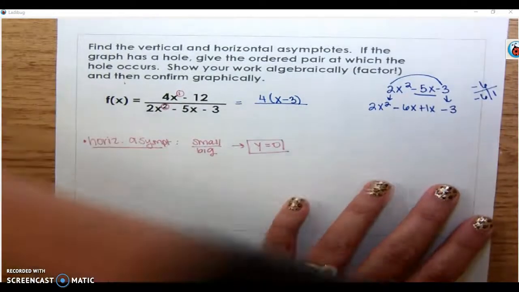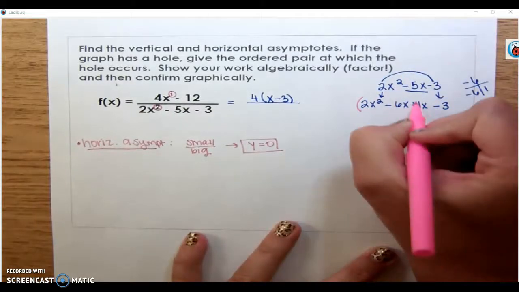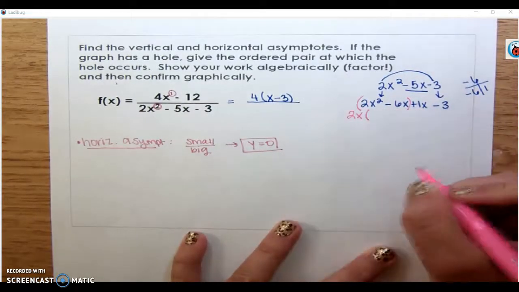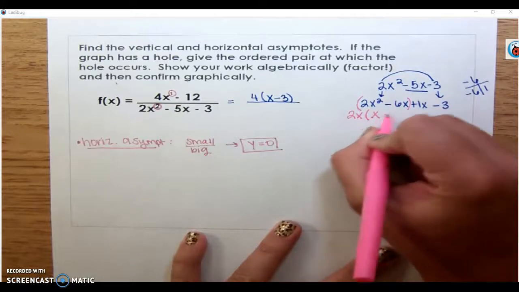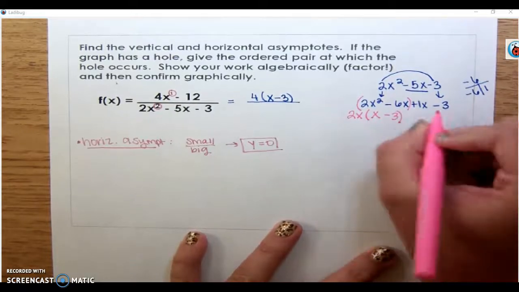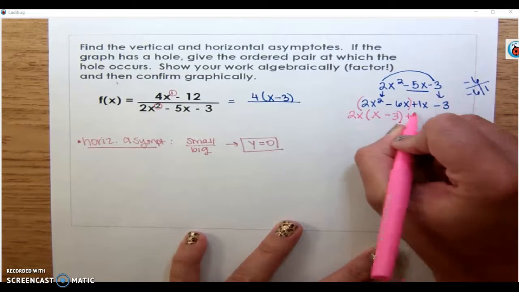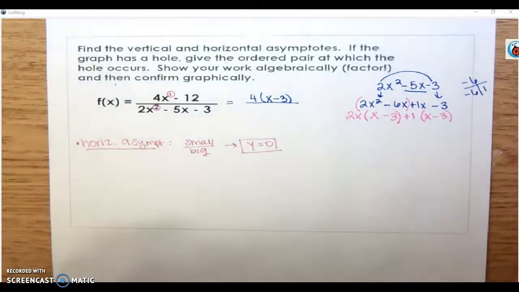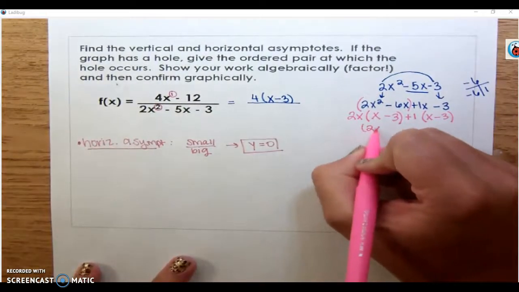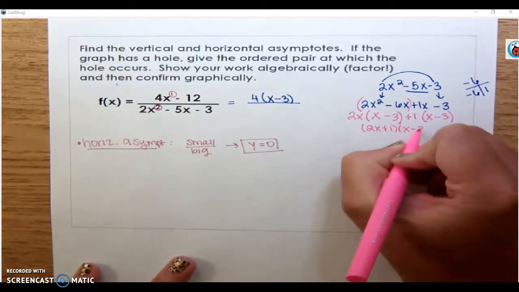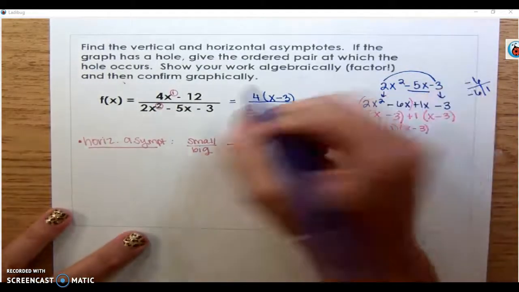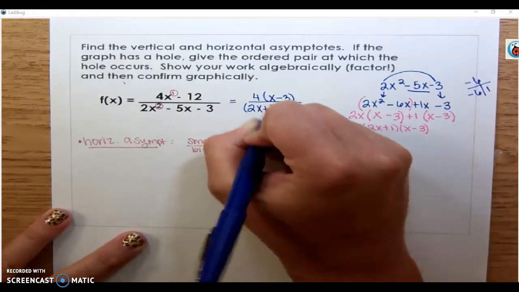And then we can group the first two terms. The GCF there is 2x. And then we'll take out 2x, so we'll have x minus 3 left. There's no GCF here, but you can always take out a 1. So I'm going to take out a plus 1, and that'll leave us with x minus 3. So remember, the inside parts have to be the same, which they are. So we're going to have 2x plus 1 times x minus 3. Okay, so that goes in the denominator of our rational function here.